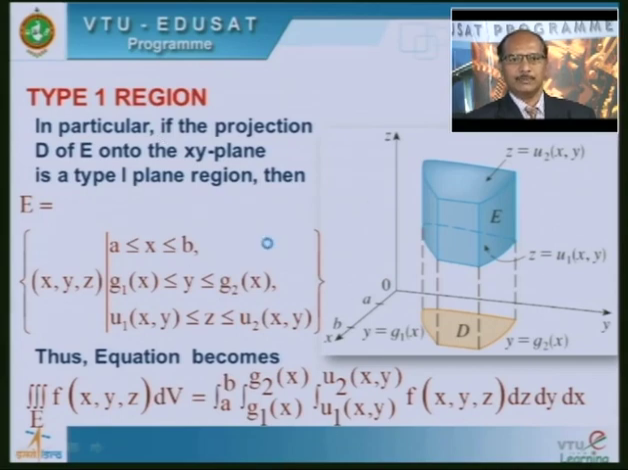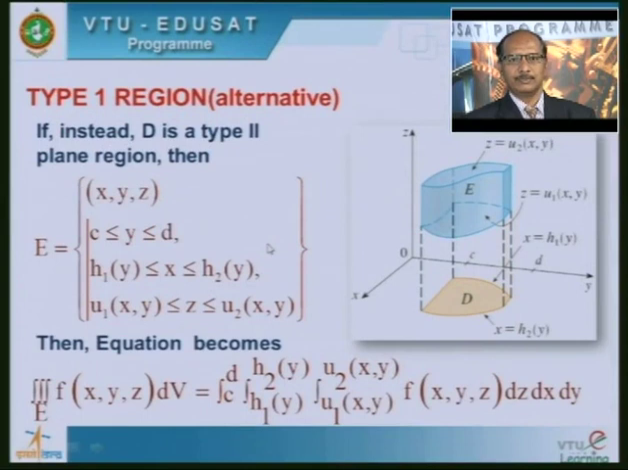So, in this type there is an alternative formula. How is it? For D, the z limits are the same, z is equal to u1(x,y) and u2(x,y), and D is the projection of the same solid surface on the xy plane. While selecting the limits of the region D, we know that for every region in the xy plane there are two types. We have seen this in double integration, changing the order of integration.